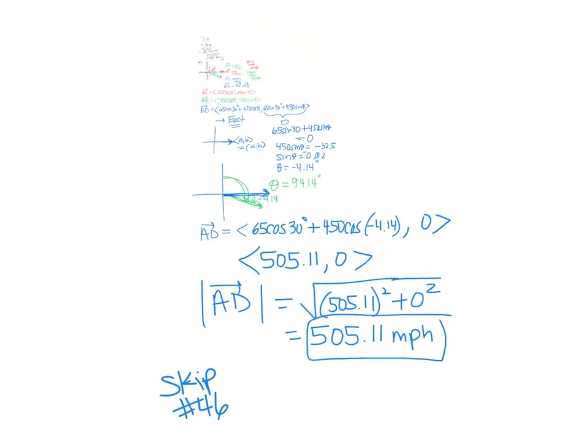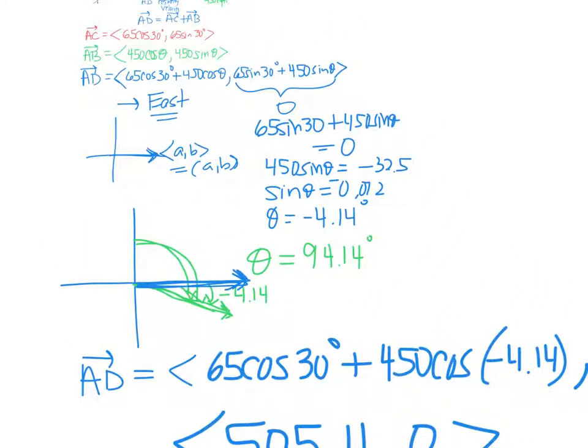How did you get 94.14? Okay. So right here, I got that this theta that I'm looking for, this angle here, is negative 4.14. But my airplane, see, this is the plane right here. This is what Megan has to take. So we need to figure out what her bearing is going to be from the north. So this is 90 degrees, and this is 4.14, and you put them together, and it's 94.14. Why is it the bearing from...? Bearing's always from the north. Directional angles are from the x-axis, bearings from the north.